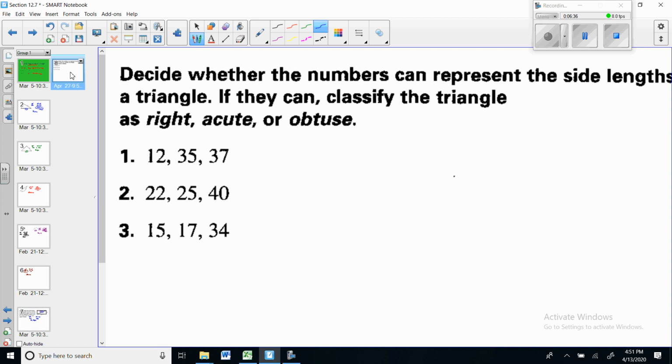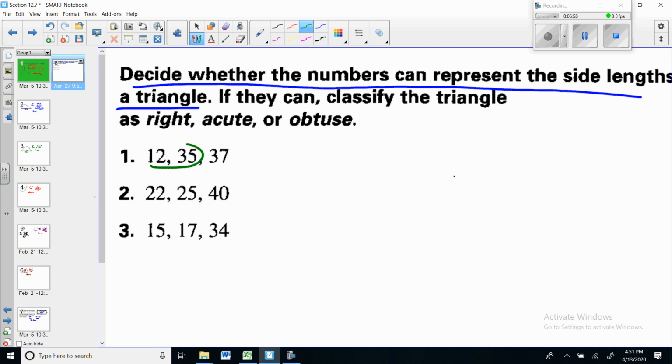All right, the last 3 examples are going to be problems where you don't have any pictures. And you want to, again, use C to be your biggest side. But the first thing it tells us is to decide whether the numbers can even represent the side lengths of a triangle. This is the triangle inequality. And what we want to do with this is we need to make sure that our 2 smaller sides add up to be bigger than our third.